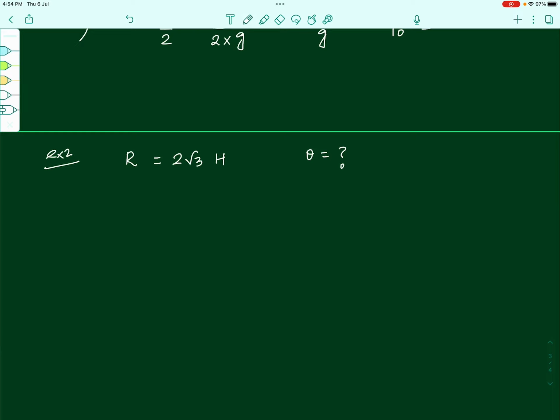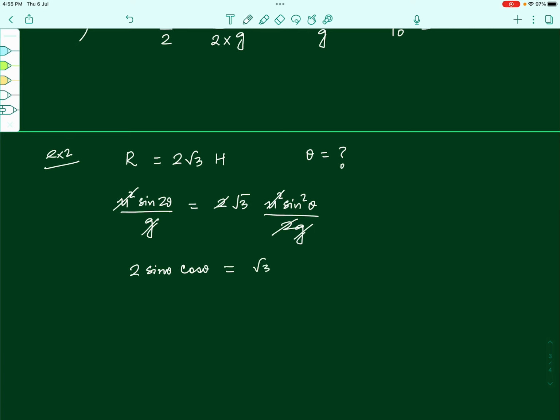Recall that the horizontal range is given by u squared sine 2 theta by g, and this is 2 root 3 times the maximum height, which is u squared sine squared theta by 2g, right. So, we just have to solve this equation now. So, many quantities will cancel out here. See that u squared will go away, g will go away, this 2 will also go away. Sine 2 theta on the left hand side, we can open up and write it as 2 sine theta cos theta, which is equal to root 3 times sine squared theta on the right hand side.